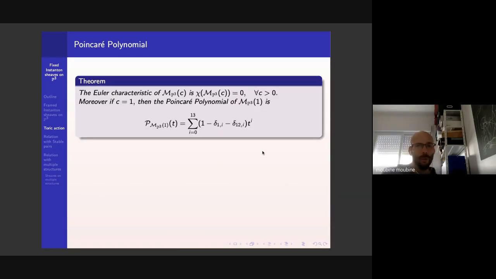So before telling you more about the relation with these multiple structures, let me just say that we can prove in general that the moduli space of framed instanton sheaves of any positive charge has topological Euler characteristic 0. And moreover, in the case c equals 1, the Poincaré polynomial is given by this formula.